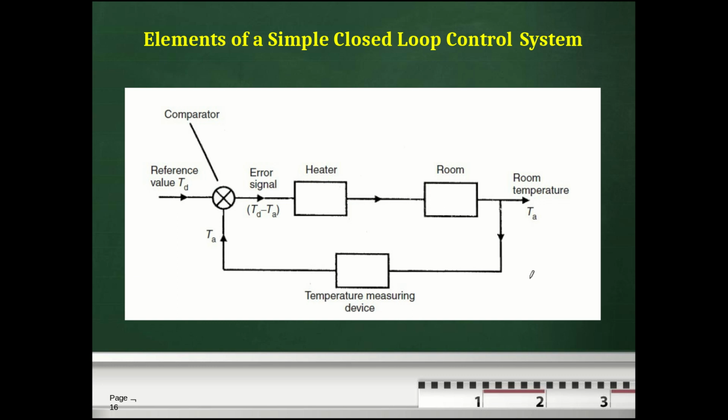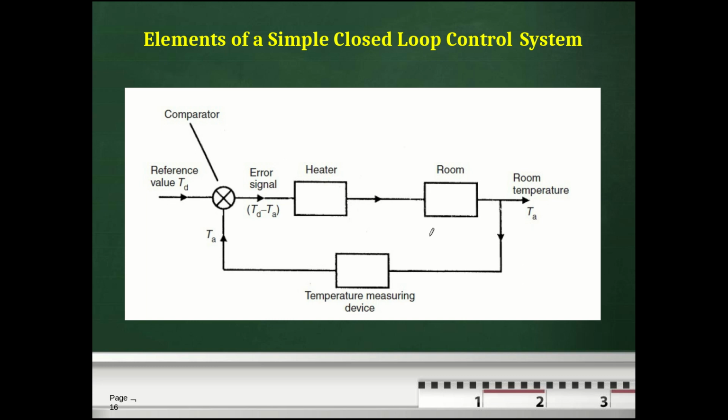So here I have a simple closed loop. For example, to control the room temperature according to a reference value. Here is the room, here is the heater. I take the value of the room temperature, I measure it, I have a value, I compare it with the reference measure. If there is an error, I give the error to the heater.